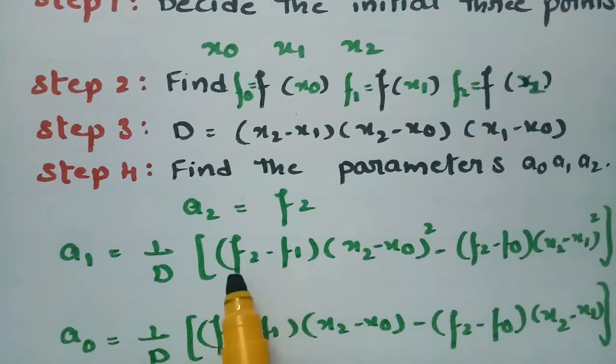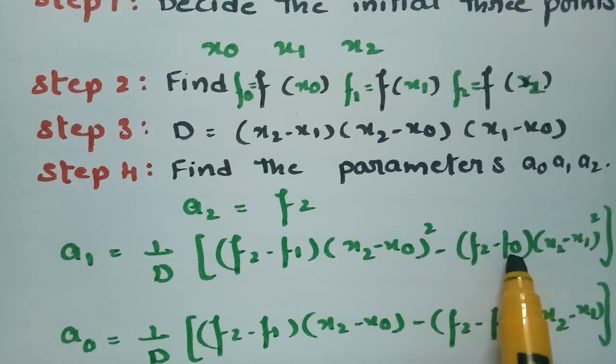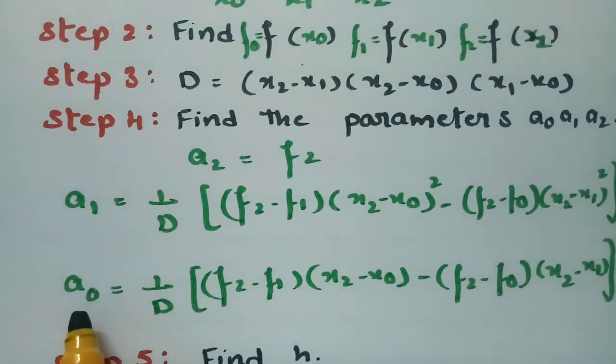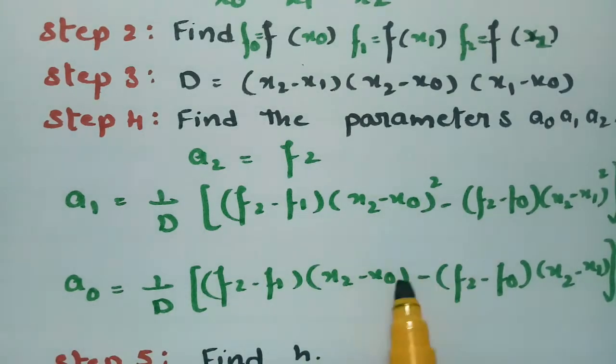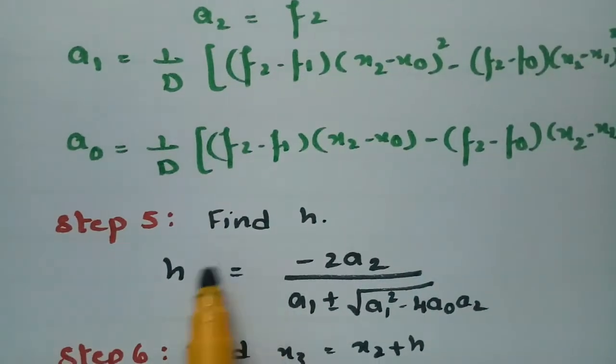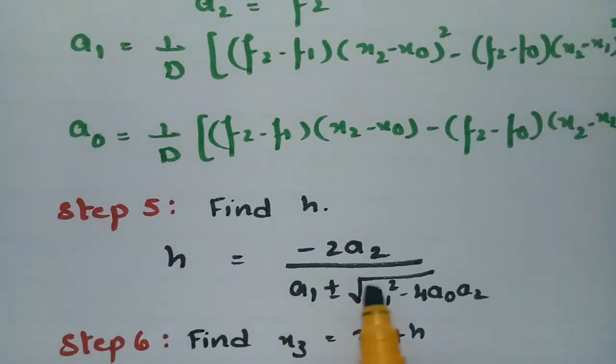That is f0, f2 minus f1 into x2 minus x0 whole square minus f2 minus f0 into x2 minus x1 whole square. And we have to again calculate the parameter a0: 1 by d times of the same formula, but there is no square here. f2 minus f1 into x2 minus x0 minus f2 minus f0 into x2 minus x1. After getting a0, a1 and a2, we have to find the h. h is equal to minus 2a2 by a1 plus or minus root over a1 square minus 4 a0 a2.